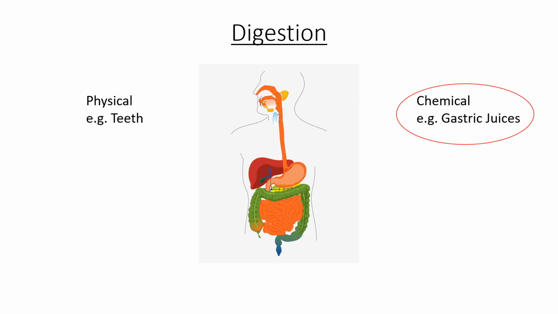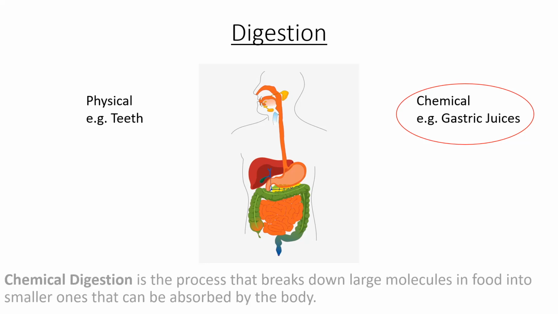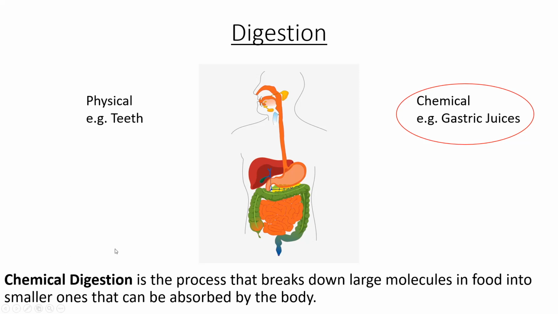So, what is chemical digestion? I hope I'm not going too fast. I'll try to slow it down a little bit. Chemical digestion is the process that breaks down large molecules in food into smaller ones that can be absorbed by the body. Now, what do I mean by processes? I mean reactions, chemical reactions that help to break down these large molecules. We're going to go through an example of those now. We're going to talk about enzymes, which are the specific things that break it down. Let's have a look.